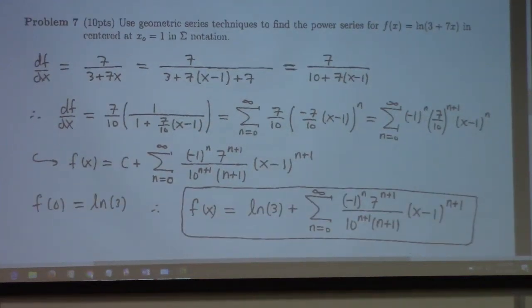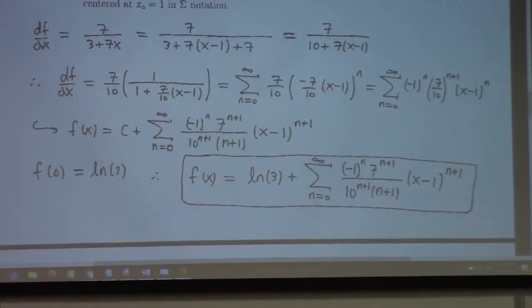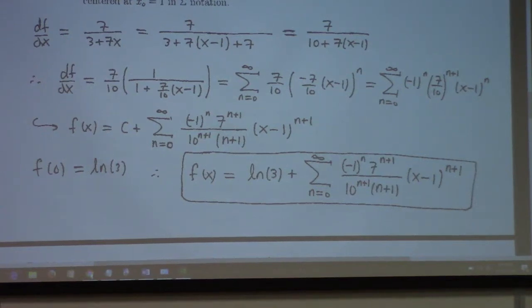This was, I guess, your problem 3. So use geometric series techniques to find the power series for this, centered at x equals 1, in sigma notation. Let's see here. First of all, I differentiate, because I know differentiating a log gives me a reciprocal function, which I can go geometric on, right? So this is the standard trick for a log. We differentiate. That gives us a reciprocal function.